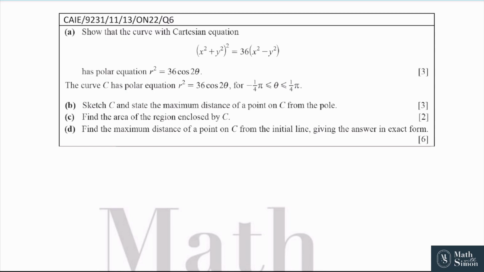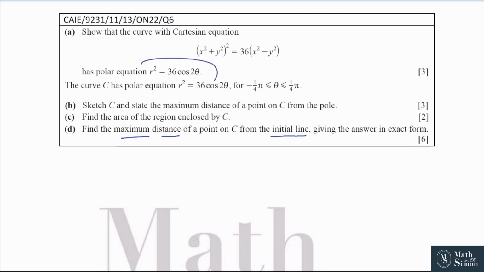So the maximum distance of a point on C from the initial line, we want to give the answer in the exact form. Again, it is to look at the distance from the initial line, and it's a maximum. That is actually to look at the maximum y here. So we have to look at y that equals r sine theta later on, but we are not going to look at this first.